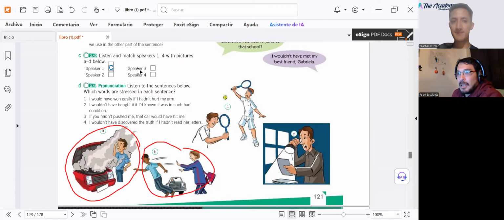Number 2, what is it? A. A problem with the engine. There was a problem with the engine, that's why he says... He bought a car very, very cheap. Excellent. But what was the problem? That it was in bad condition. So here we have a regret. I wouldn't have bought it if I'd known that it was in such bad condition. Right? No lo hubiera comprado.